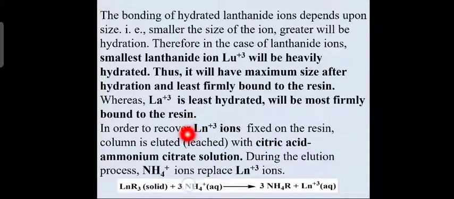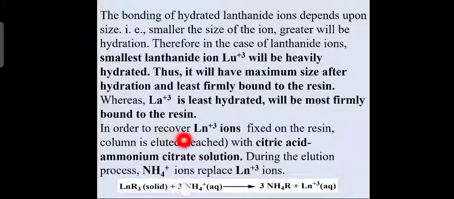In order to recover lanthanide ions fixed to the resin, you have to recover the lanthanide ions, because you know that the least hydrated is most firmly bound to the resin. That means a strong bond is present between the hydrated ion and the resin. If it is maximum hydration, there is a weak bond between the resin and the hydrated ion. Now you have to separate the respective lanthanide ions. How to separate? What is the procedure? That is known as recovering lanthanide ions.